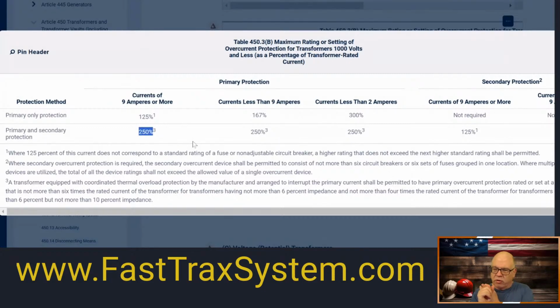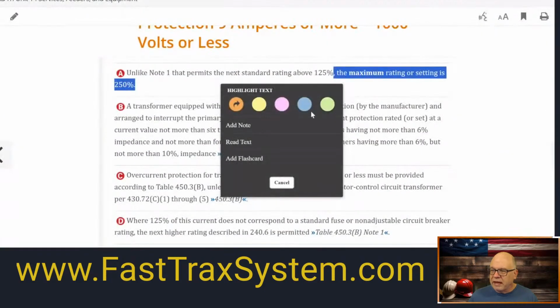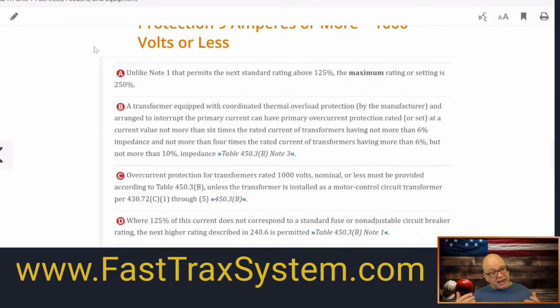So you have some allowances down here, but I tell people, look, generally, if you're going to do this and you're going to have the primary protection, then you cannot exceed 250% on the primary. Now, this brings me back to one question that people ask. I know I can go up to 250% on the primary. Do I have to go all the way up to 250%? And the answer to that is absolutely not. You do not have to. That's a maximum rating.